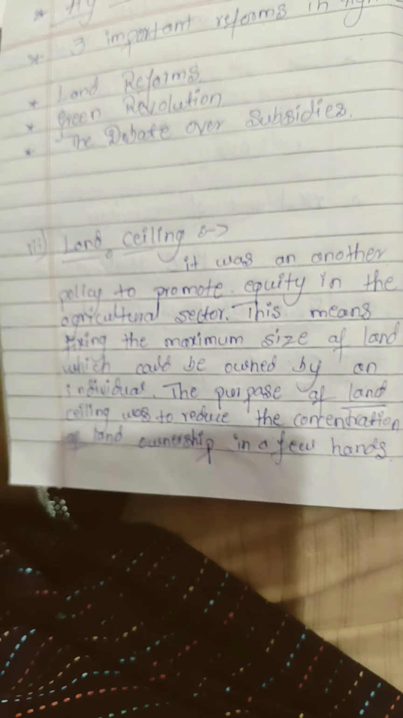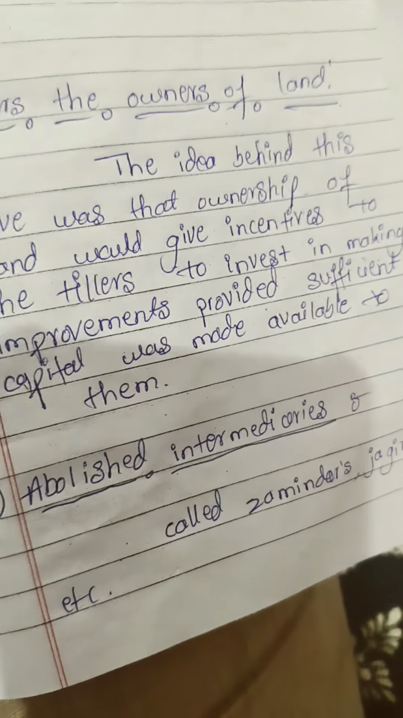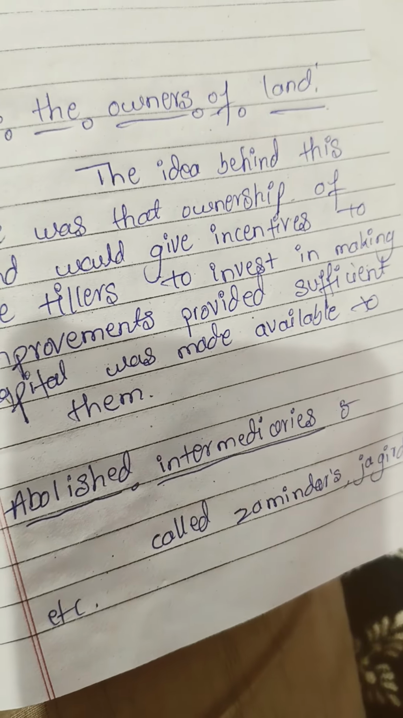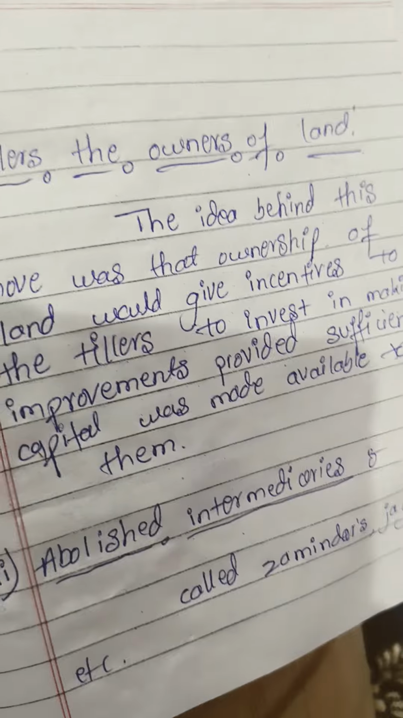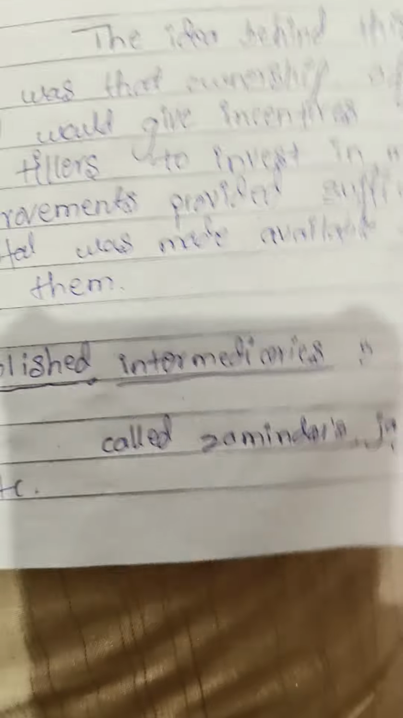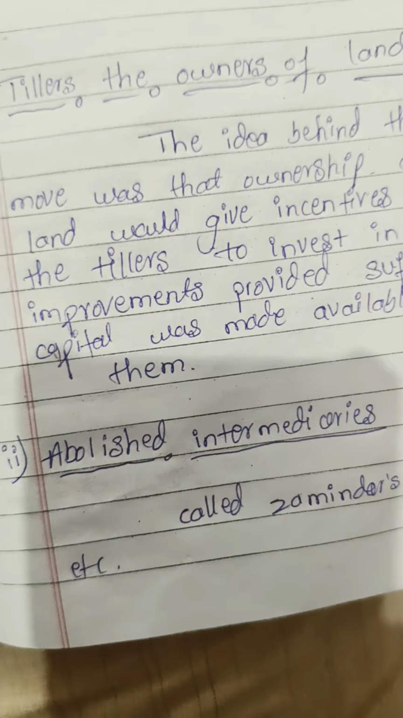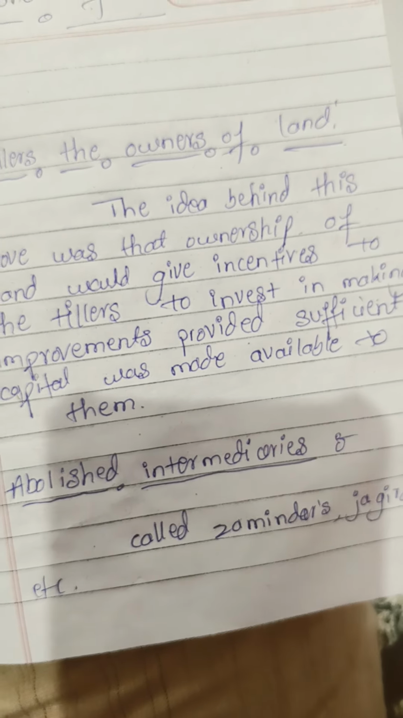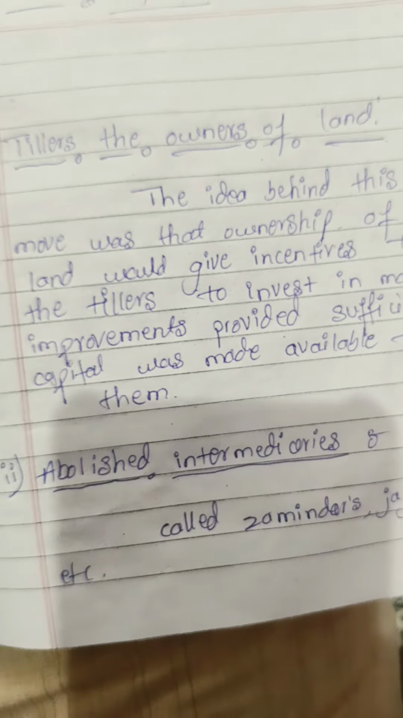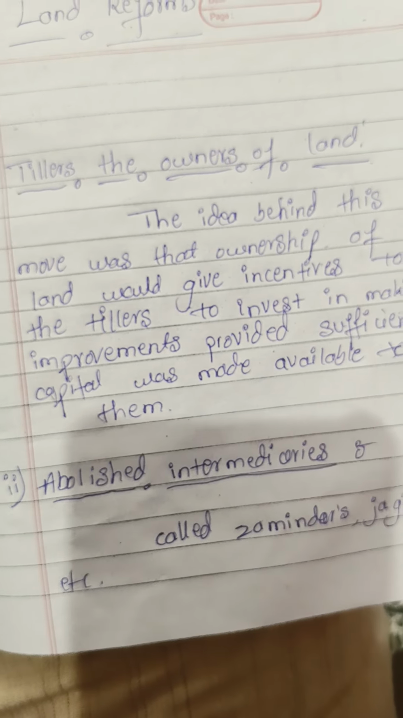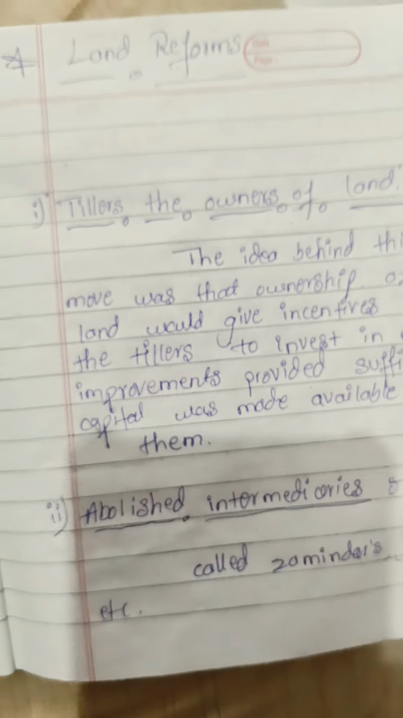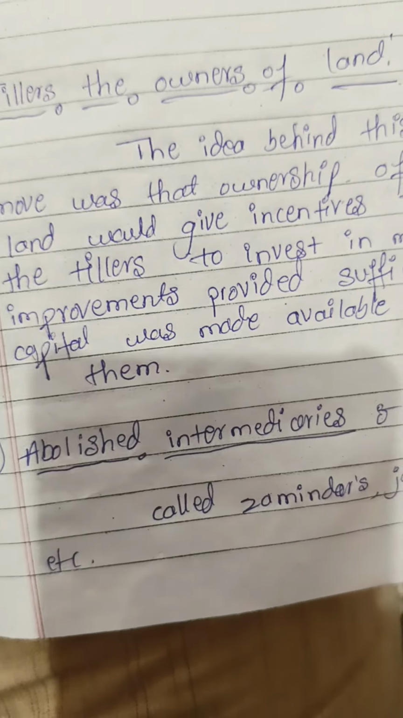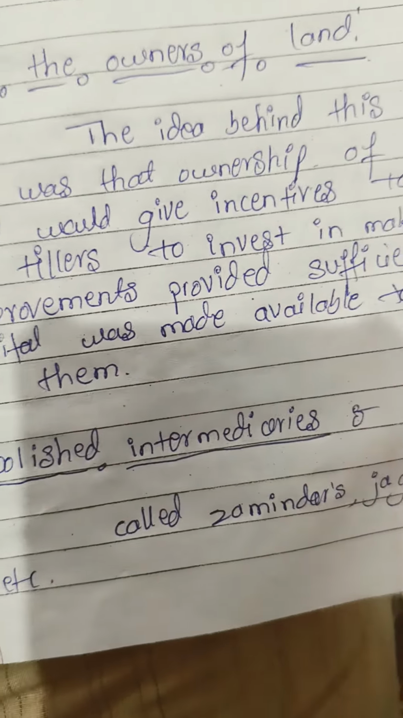So basically these three important points are known as land reforms from 1950 to 1990 in India, to increase self-sufficiency and to reduce dependency, to reduce the import of especially food grains from the rest of the world.